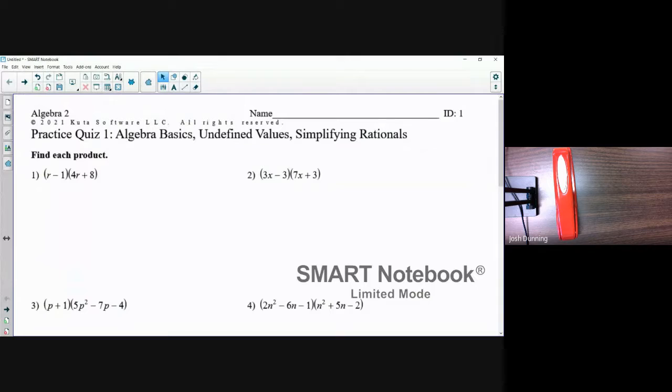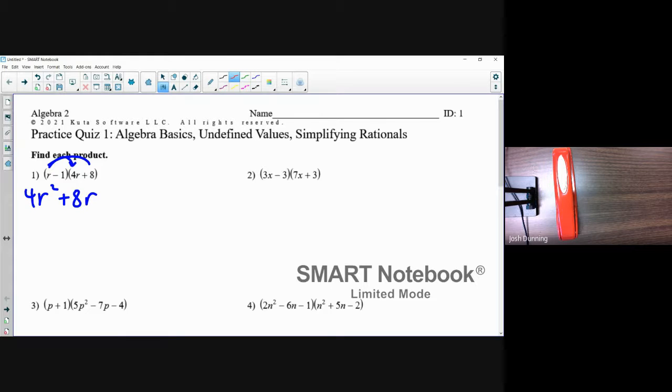All right, now number one, double distribution here. We're multiplying, so we start with R. We go to the 4R first, R times 4R, 4R squared. Then plus 8R.